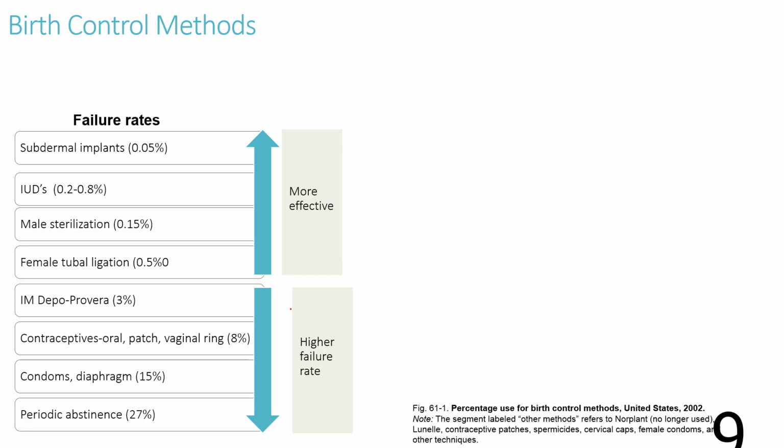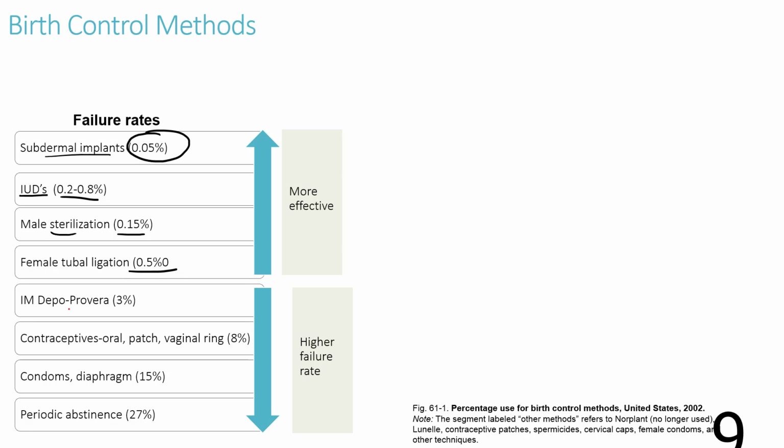So we're going to move on and talk about birth control methods. The first one that I'm going to talk about, on the right-hand side, is the failure rates of these birth control methods. So you can see here that subdermal implants have virtually a 0% failure rate, so it always works, right? Intrauterine devices have a 0.2 to 0.8 failure rate, so it works over 99% of the time. Male sterilization, again, works over 99% of the time, 99.85% of the time, pretty good odds. Female tubal ligation works over 99.5% of the time.